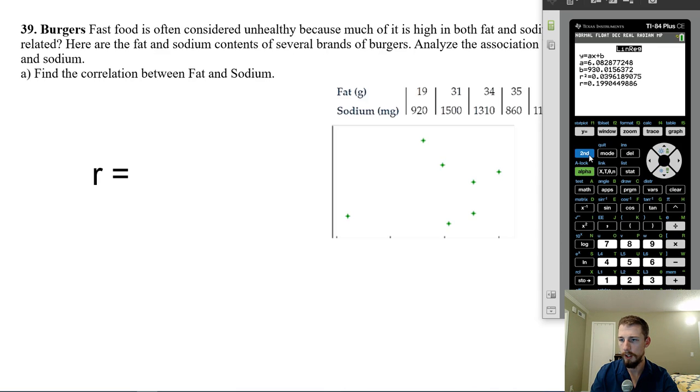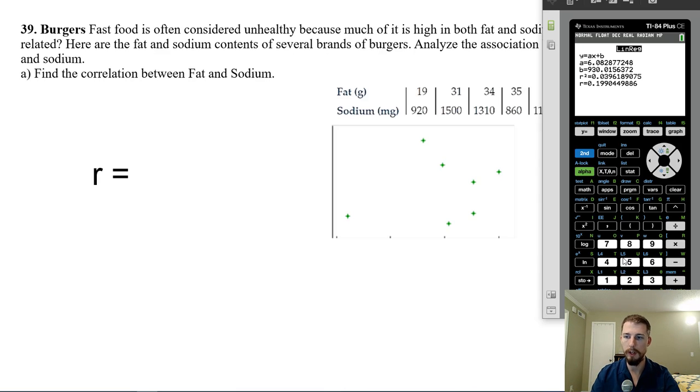Then hit calculate. If you don't get the value of R here, you need to go into the catalog, which is second 0. Then arrow all the way down to diagnostics on. Hopefully it doesn't take you too long. Diagnostics on. Then hit enter and enter again. Now when you rerun the linear regression, you should get the actual correlation coefficient.